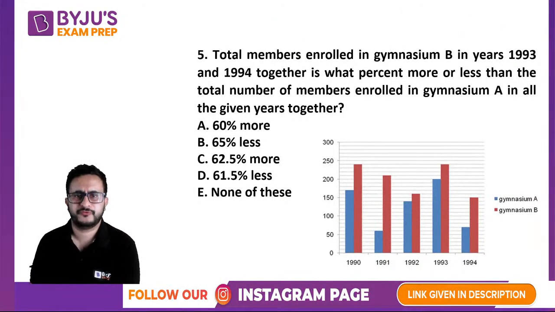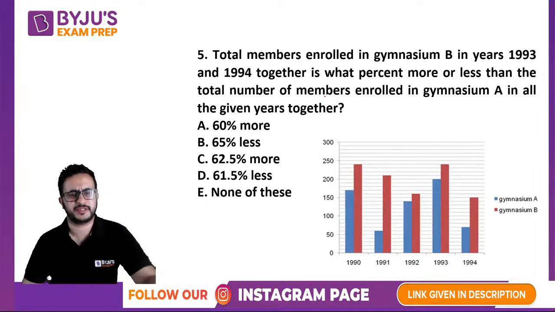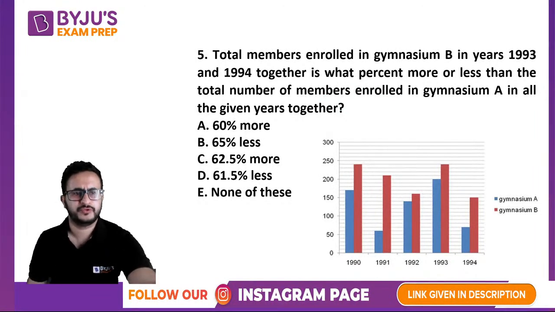Total number of members enrolled in gymnasium B in 93 and 94 together is what percent more or less than the total number of members enrolled in gymnasium A in all the given years together. Now use that information which you calculated in the previous question.